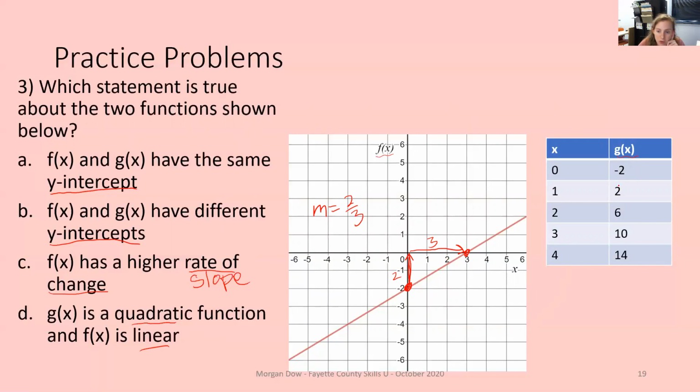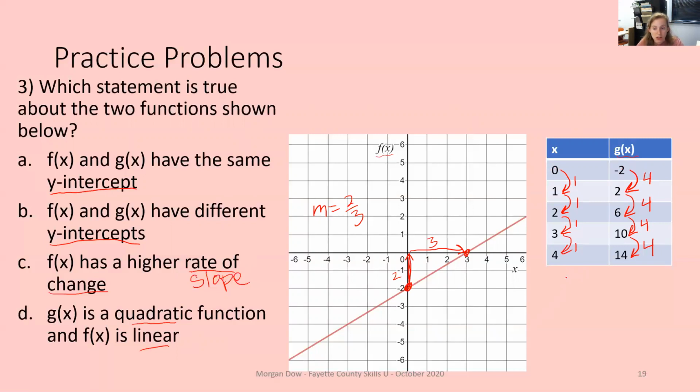Then I'm going to come over to my table. Going from -2 to 2 is an increase of 4. 2 to 6 is an increase of 4. 6 to 10 is an increase of 4. 10 to 14 is an increase of 4. And with my x's, I've got an increase of 1 each time.